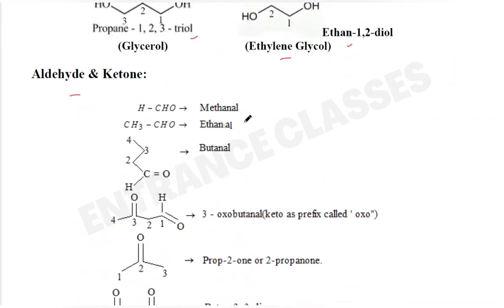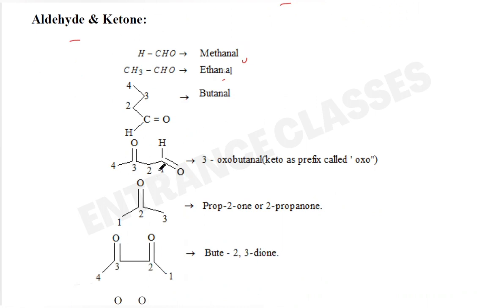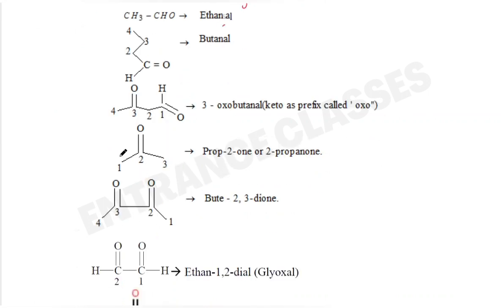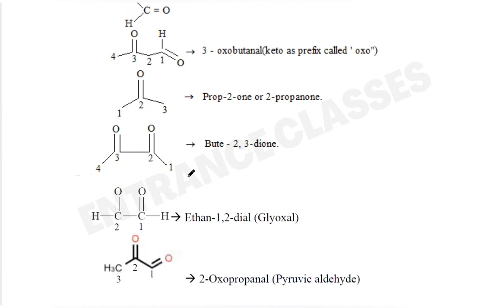One-carbon aldehyde, formaldehyde, methanal. This is ethanal. 1, 2, 3, 4. Butanal. Now here it is keto, it is aldehyde. Aldehyde gets more priority than ketone in numbering. So 1, 2, 3, 4. 3-oxo or 3-keto. This is the side group. 3-oxobutanal or 3-ketobutanal. Both are right. This is propan-2-one or 2-propanone.